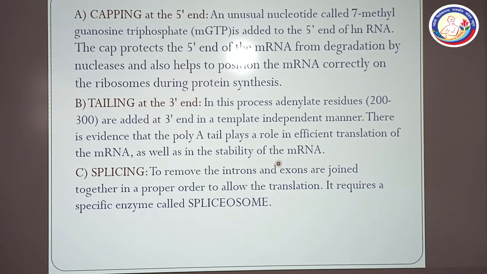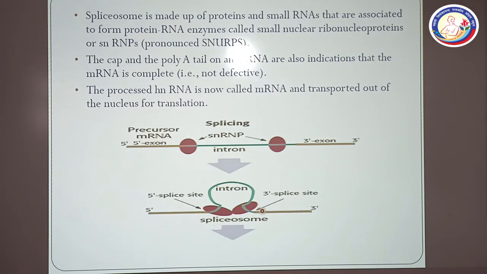And the final one is splicing. Splicing means removing the introns, and the exons are joined together in a proper order to allow translation. It requires a specific enzyme complex called the spliceosome. The spliceosome is responsible for splicing in the hnRNA. The spliceosome is made up of proteins and small RNAs that are associated to form protein-RNA enzymes called small nuclear ribonucleoproteins or snRNPs, pronounced as snurps.